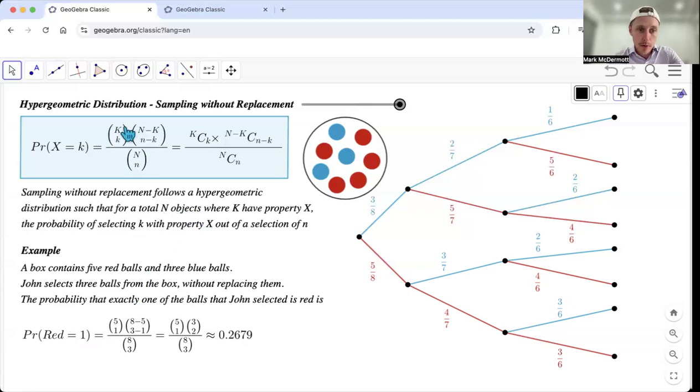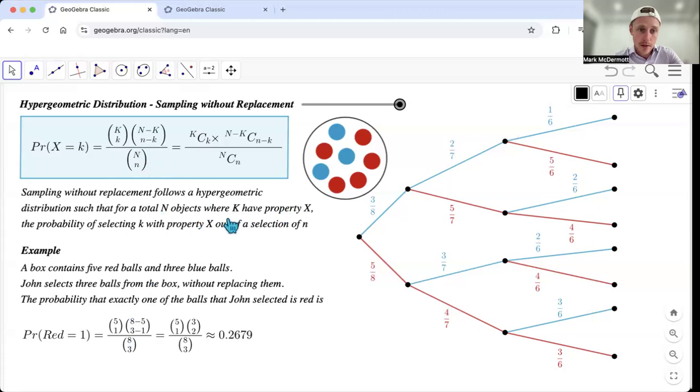All right. Capital K have property X. So 5 have the property that they're red. So it's going to be 5, choose 1. Okay. And then it's capital N minus K. So that's 8, choose 5. Sorry, 8, take away 5, because capital N is the total number of objects. There's 8 objects. Take away 5 that have the property X, which is capital K. So 8, take away 5, choose 3, take away 1.